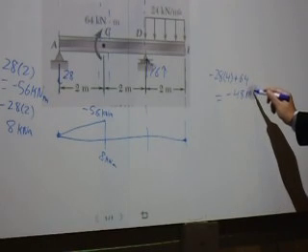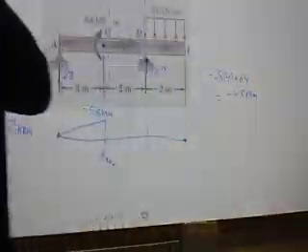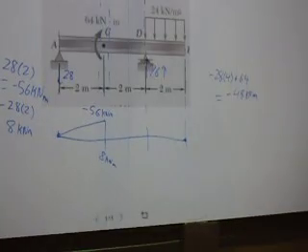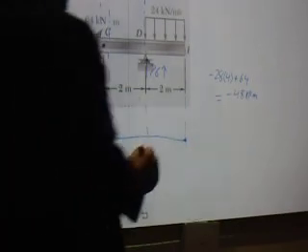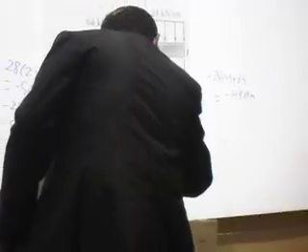Somebody check what I just did. Negative 48 kilonewton meter. Okay? Somebody double check my numbers? Okay? So this is a negative 48 here.